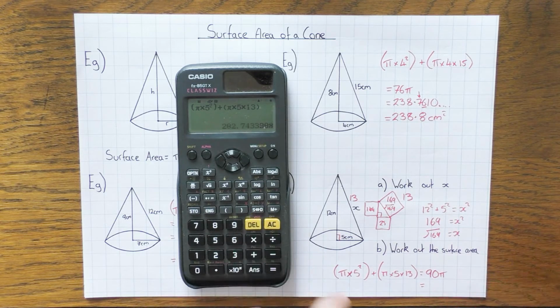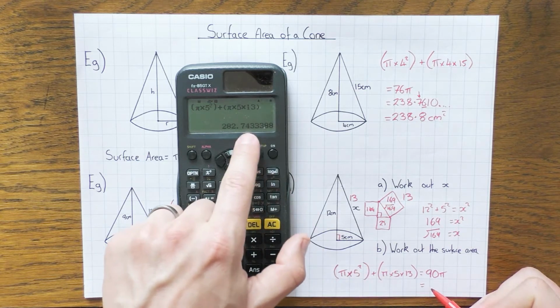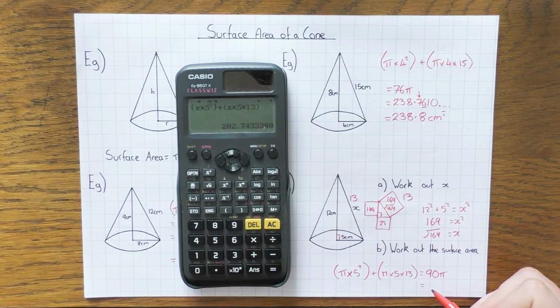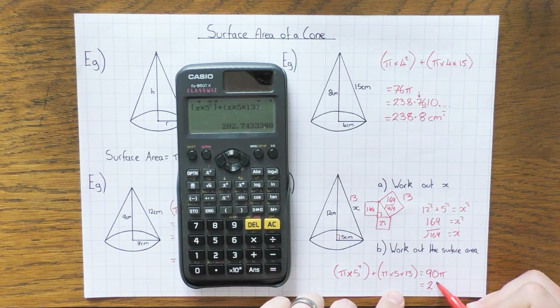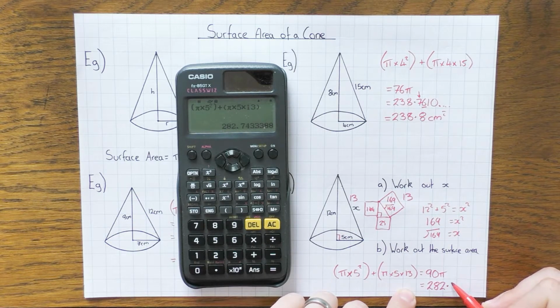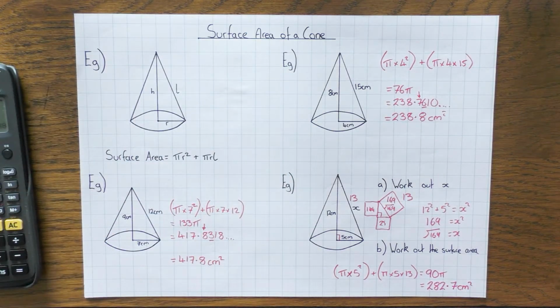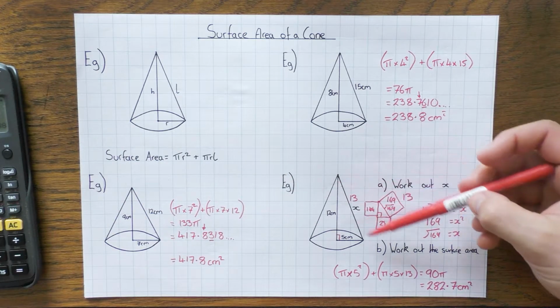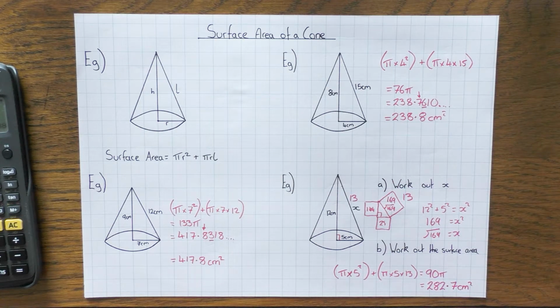And again, if you press the SD button, I'll have to round this straight away because I haven't got space to write it out. Obviously in the exam you would write it out. So 282 point 7, and then that 4 would round the 7 down, so it would stay as a 7. Okie dokie. So there we go. This is just an example of how to find the slanted height using a bit of Pythagoras.